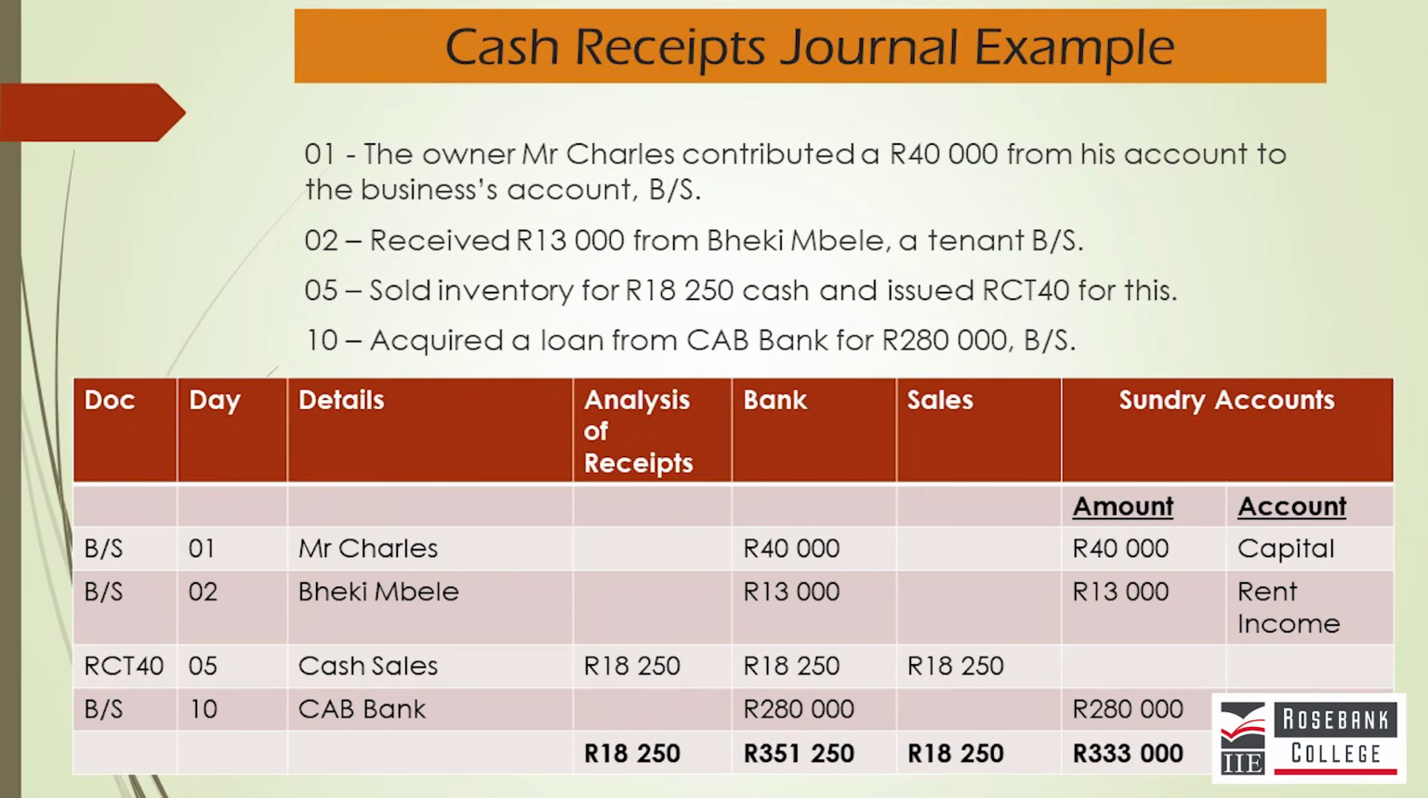The last transaction took place on the 10th and bank statement is the document number. The transaction says acquired a loan from Cap Bank for 280,000 Rand. Details, we will record Cap Bank column will record 280,000 Rand. In sundry account, we will record 280,000 Rand under amount and loan as an account. You will tally all columns as per instructions. Analysis of receipts, 18,250. Bank, 351,250. Sales, 18,250. An amount under sundry accounts will be 333,000 Rand.